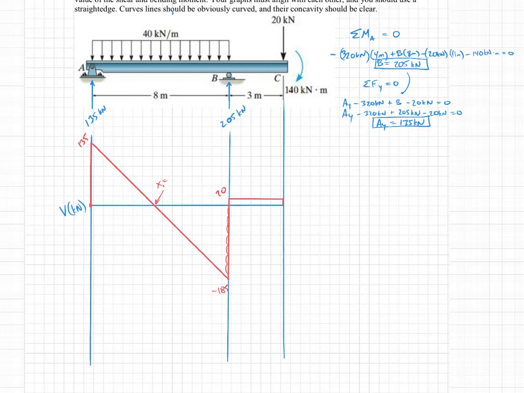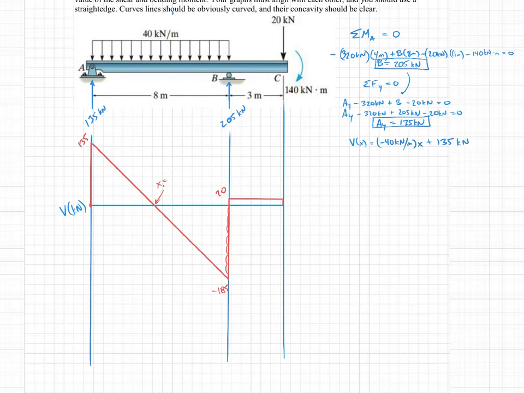Another way you can do it is we can solve for the equation of this line right here, which is pretty straightforward. It's y equals mx plus b, so V of x equals m times x plus b. M in this case is negative 40 kilonewtons per meter, times x, plus, what is V when x is 0? It is 135. So y equals mx plus b, and we go ahead and solve that.